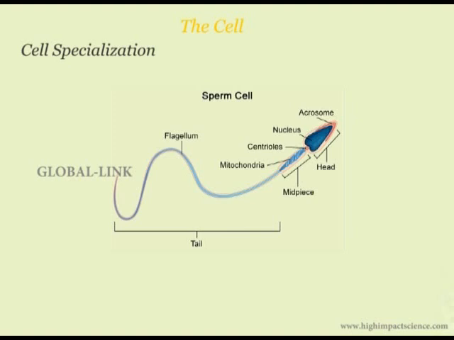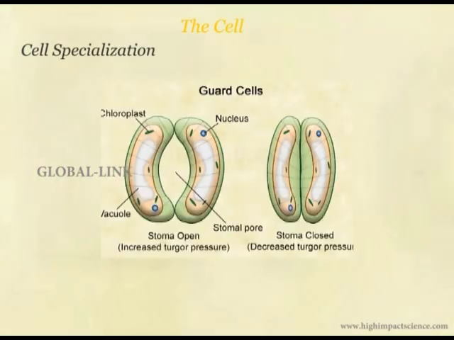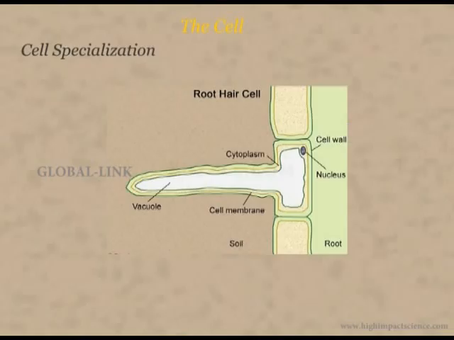Specialized plant cells include guard cells. They are specialized epithelial cells found on the leaves and stems of some herbaceous plants. A pair of guard cells controls the opening and closing of stomata to allow exchange of materials between the plant and the outside environment. Root hair cells are specialized epithelial cells present on the roots. They help in the uptake of water and minerals for the plant.